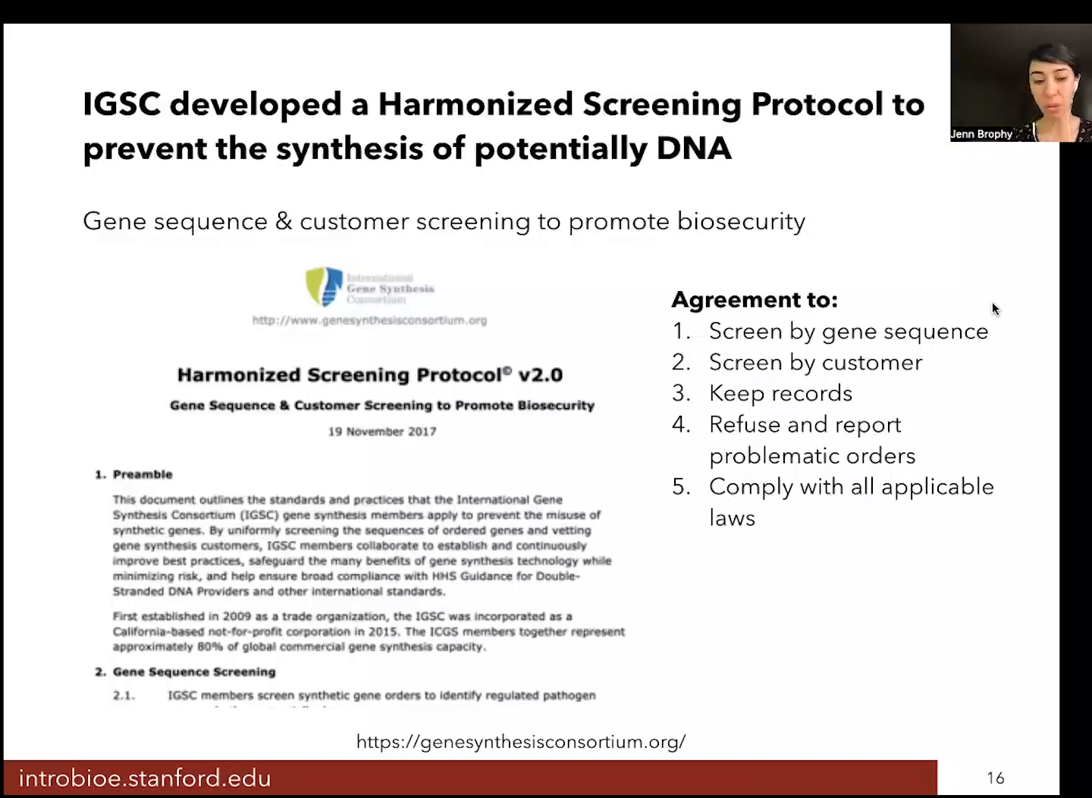And then the protocol also has each company, many of which are located in a bunch of different countries all over the world, comply with all of their local laws. And so, this is not to supersede anything that maybe the US government has put into place to regulate synthesis. But I encourage you to check out this harmonized screening protocol to take a close look at what gene sequences are deemed off limits by this group, to think about what customer attributes are deemed off limits by this group, and then who is comprising the group.